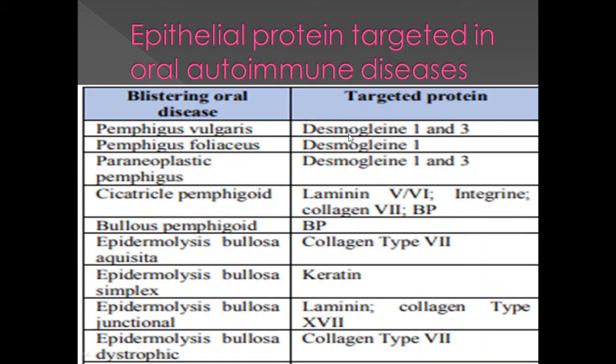So, pemphigus vulgaris, desmoglein 1 and 3. If we know where exactly these proteins lie, we can easily make out that in pemphigus vulgaris the problem will be there in the spinous layer. If desmoglein 1, again it will be there in the spinous layer. And with desmoglein 1 and 3, both the spinous as well as the basal layer. If laminin is involved, then it will be related to the basement membrane.